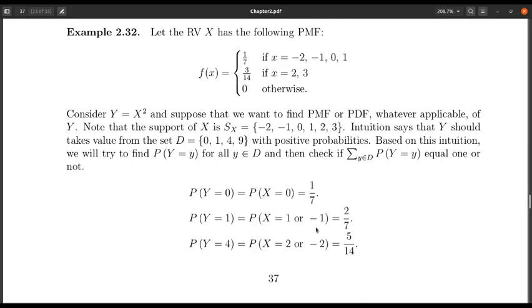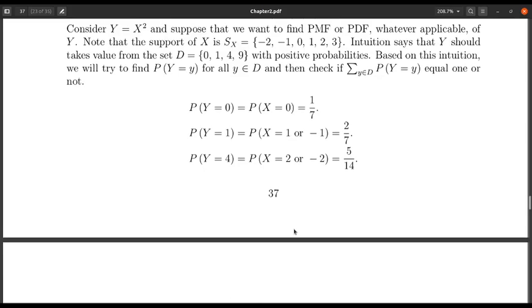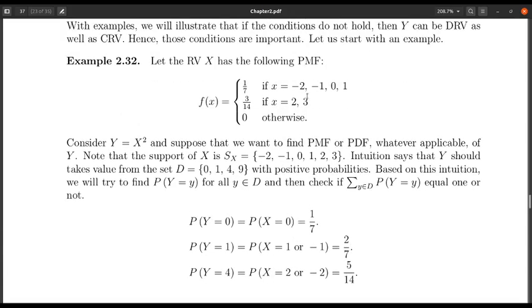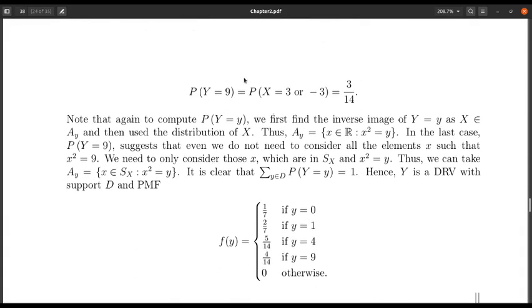Okay. Let us talk about the last one, y equals 9. y equals 9 if and only if x equals 3 or x equals minus 3, and in this case the probability turns out to be 3 by 14. The reason is that at x equals 3 the probability is 3 by 14, but at x equals minus 3 the probability is 0. So that's why we have the probability of y equals 9 equal to 3 by 14.